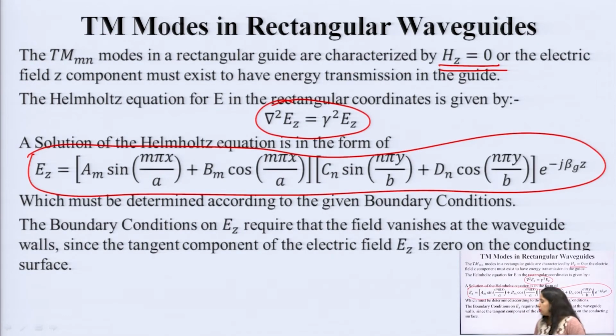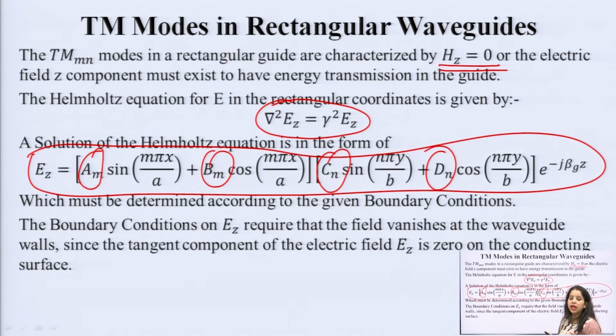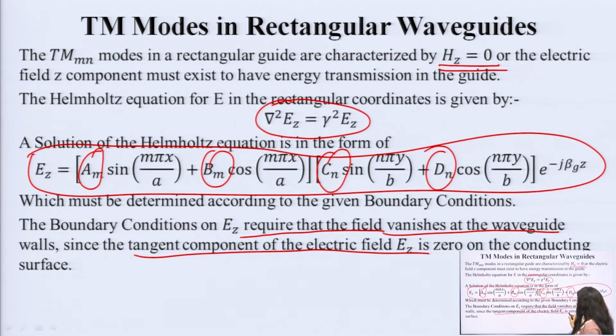Now, we are going to get the values of Am, Bm, Cn and Dn. These are constants and their values are decided on the basis of the boundary condition. The boundary condition is that the field vanishes at the waveguide wall, since the tangential component of the electric field is 0 on the conducting surface. This is the boundary condition available with us.